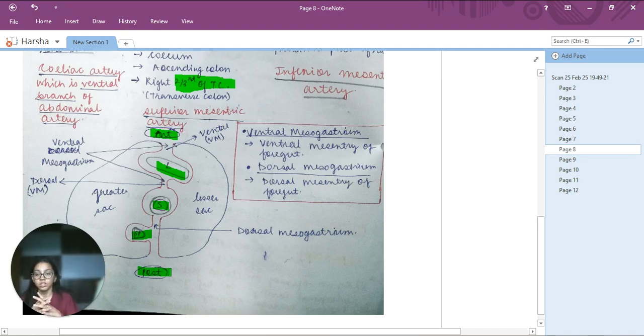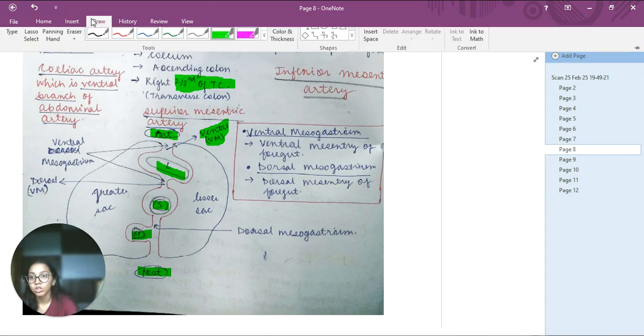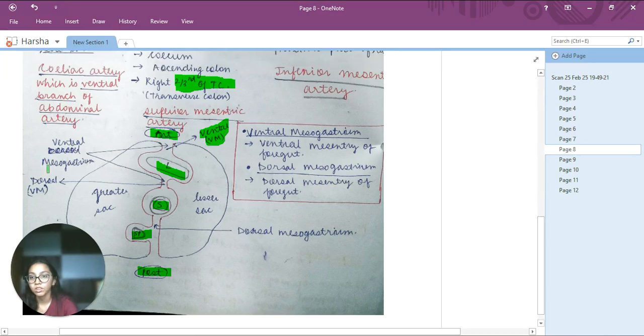Now listen carefully. The part which is in front of the liver is known as ventral mesogastrium, and the part which is present behind the liver is known as dorsal mesogastrium. This part is known as dorsal mesogastrium. Fine.